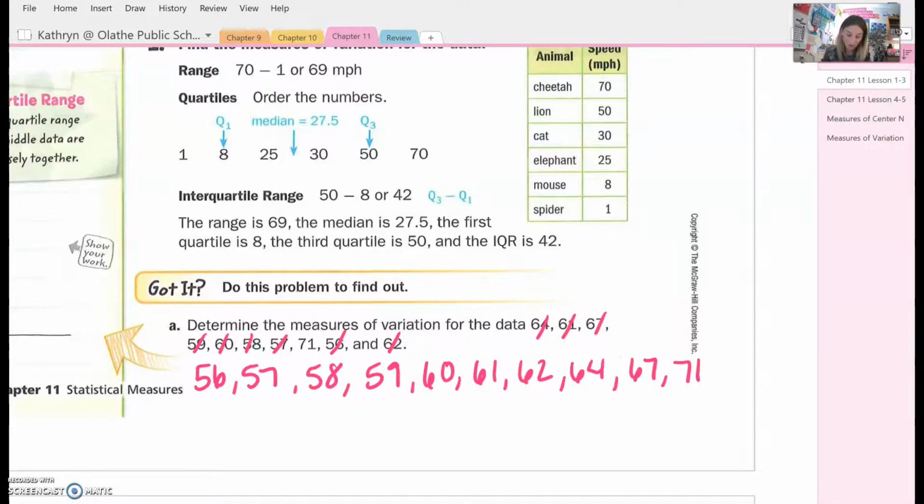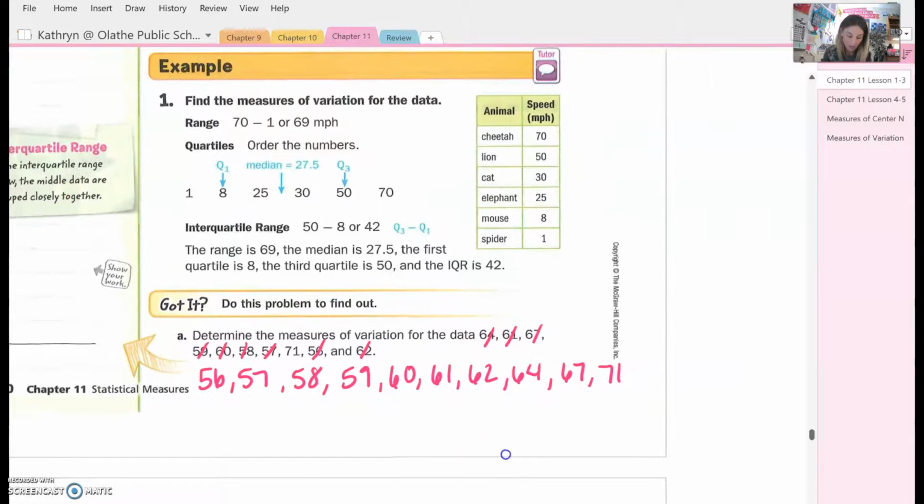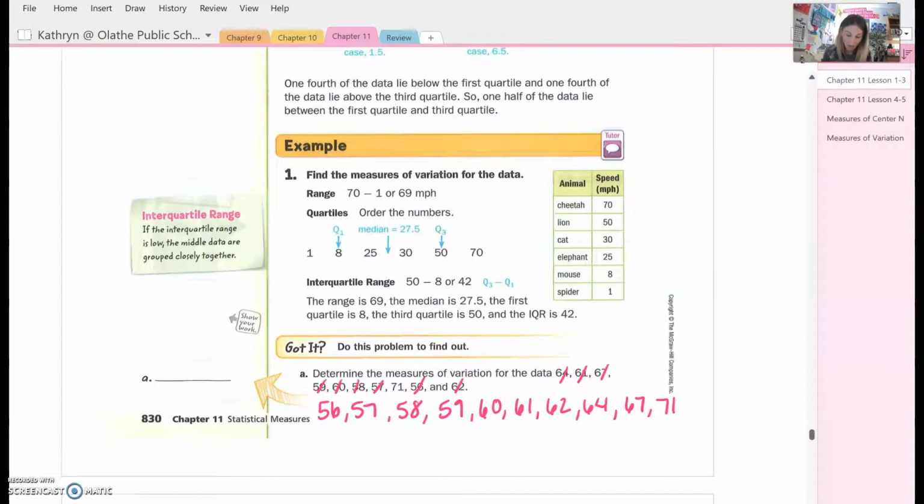The next thing we're going to do is find some of our measures of variation. We're going to first find the median. Then we're going to find the range. Then we're going to find Q1, Q3, and then the interquartile range. So let's find the range first.